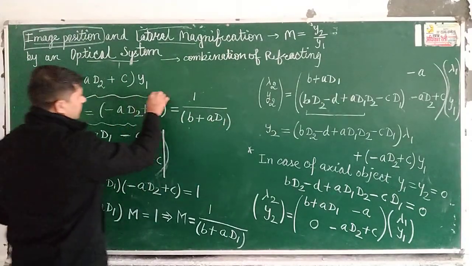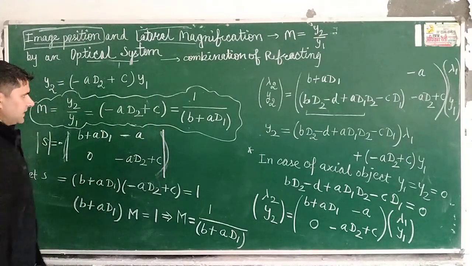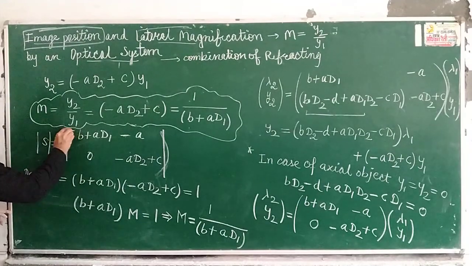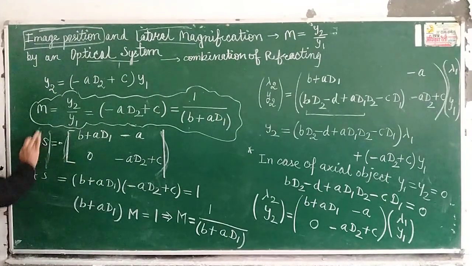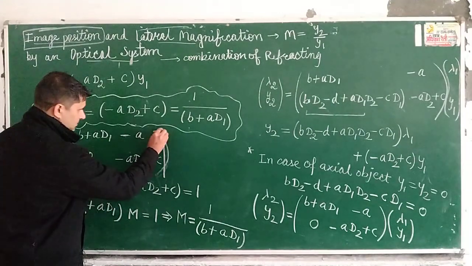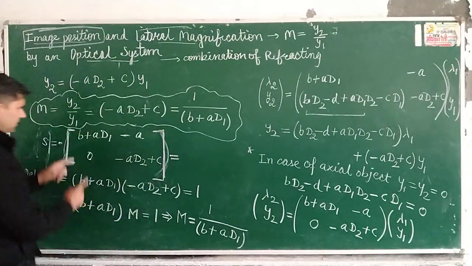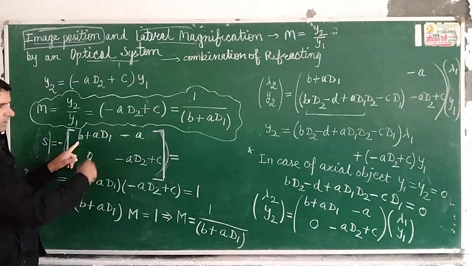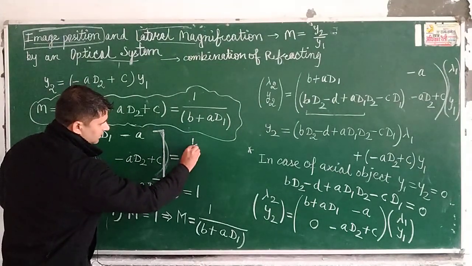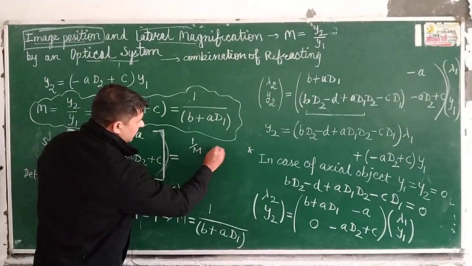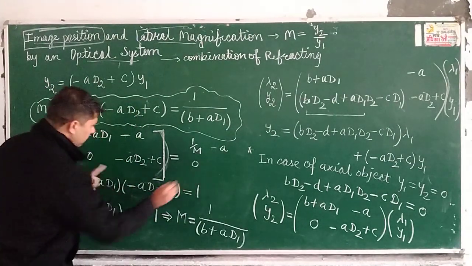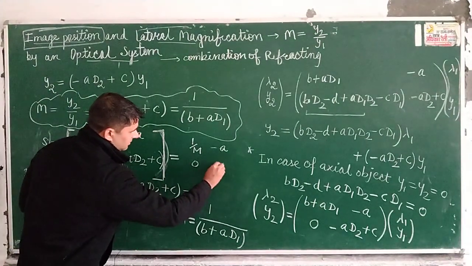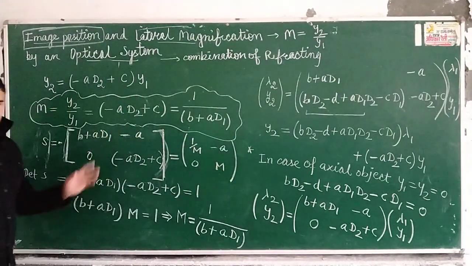Okay, so here you can see how to find magnification, and if you put the value of magnification in the system matrix, then it will change. Let me write it again. This was the matrix, and this can be written as, now you see, b plus a d1 is the inverse of magnification. So I can write here 1 by m, then I have minus a, and then I have 0, and this element represents magnification, so I can write it m. So this is how you can write the system matrix.